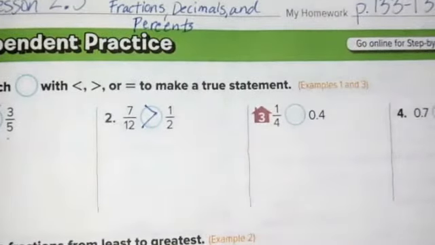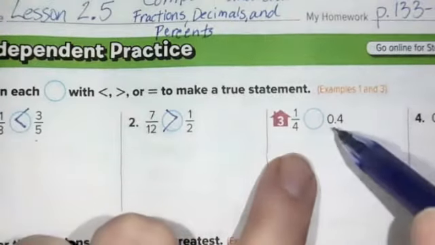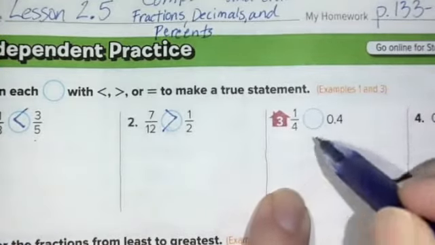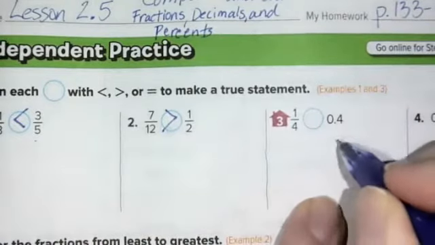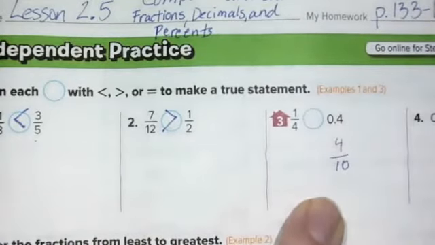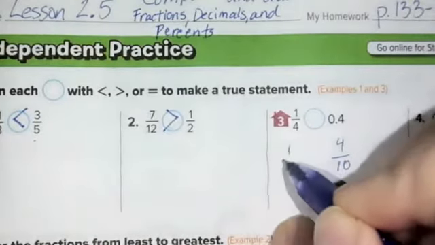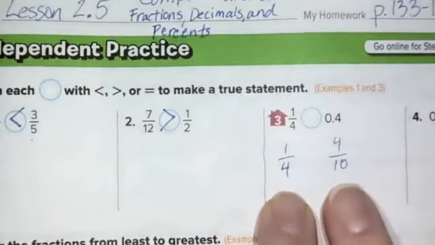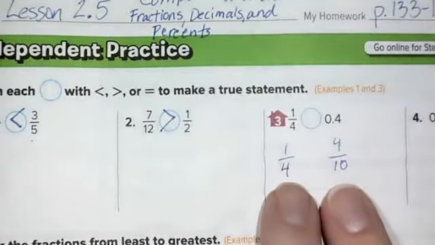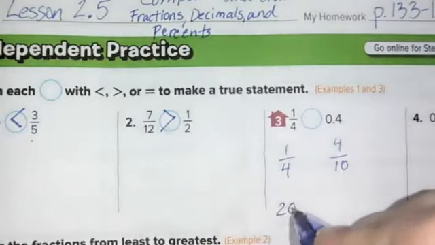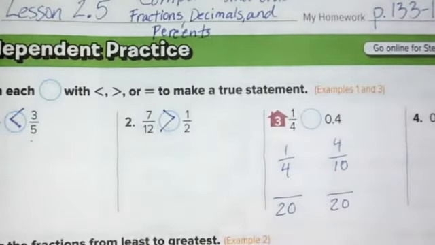1/4 is what than 0.4. So I am going to change these to a common denominator. 1/4 is what than 4/10. So 1/4 is fine as a fraction already. This is 4/10. Okay, if I have my 1/4 here, I want to get a common denominator. The least common multiple of 4 and 10 would be 20. They both go into 20. So I can make a common denominator of 20 and then compare them.